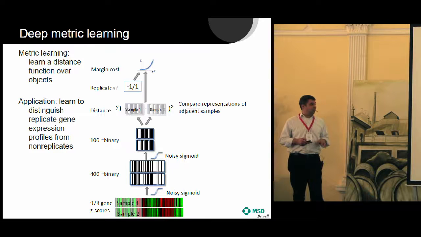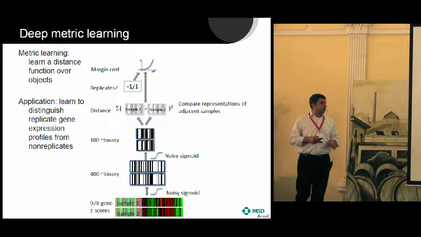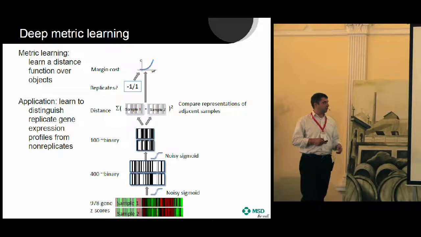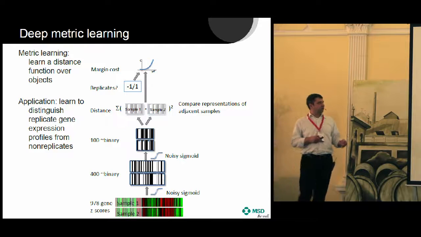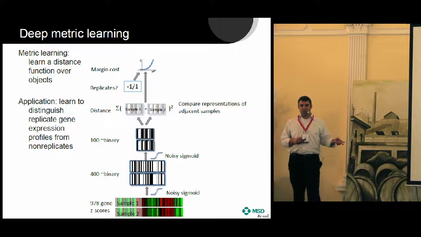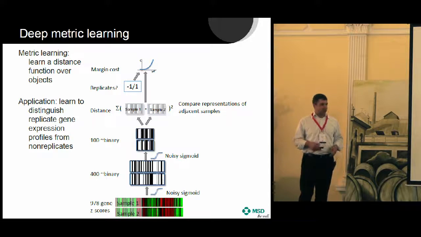And then things are somewhat different from the classic architectures. This is effectively a Siamese architecture where we split adjacent samples and we calculate a distance between them. So this is how we're learning a metric, by calculating the distance between adjacent samples. And then we combine that distance with the target. Is this a pair of replicates or not a pair of replicates? And we calculate a cost, we backpropagate that cost, and we learn the parameters of the network.